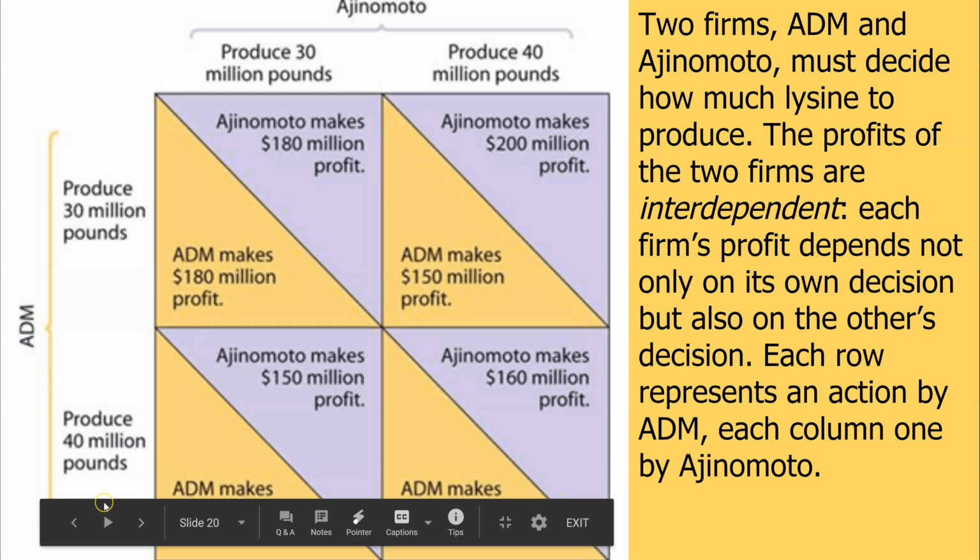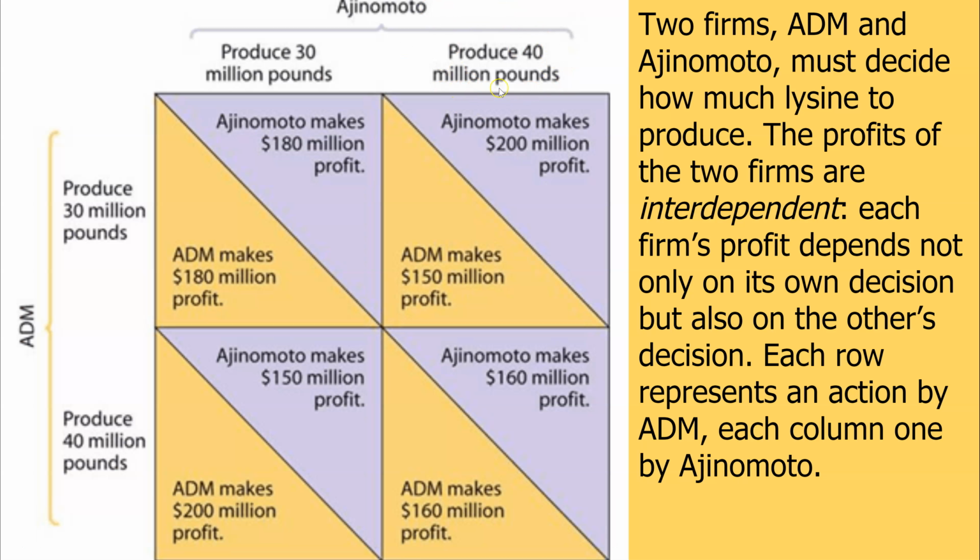Now, if ADM produces 40 million pounds, is it better for Ajinomoto to produce 30 million pounds and make $150 million, or to produce 40 million pounds and make $160 million? And I think we know the answer to that. It's better for them to produce 40 million pounds. So this becomes what we call their dominant strategy. Dominant strategy means there's no incentive for them to produce 30 million pounds, because in both scenarios, they're going to produce 40 million pounds and make more money. Neither scenario is going to be more profitable at 30 million pounds of production. So Ajinomoto has a dominant strategy to produce 40 million pounds.